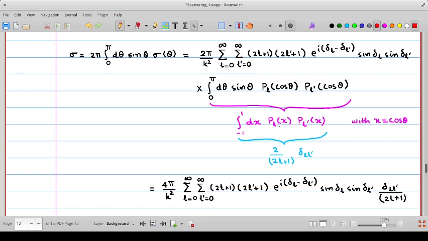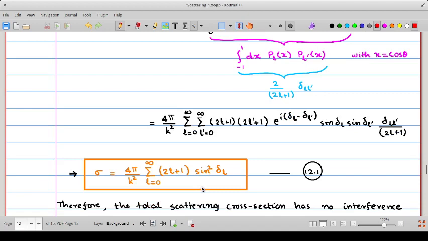But this is simply the normalization integral for the Legendre polynomials, and this gives 2 by (2L plus 1) times the Kronecker delta L L dash. Substituting that over here, the summation over delta L L dash replaces all L dash by L, and we get the final result. Sigma is equal to 4 pi by k square, sum over L equal to 0 to infinity of (2L plus 1) sin square delta_L.